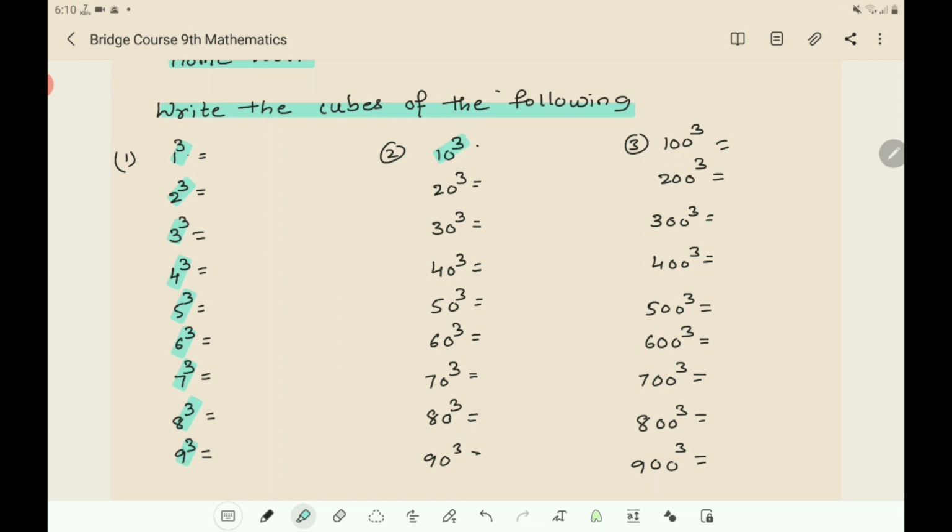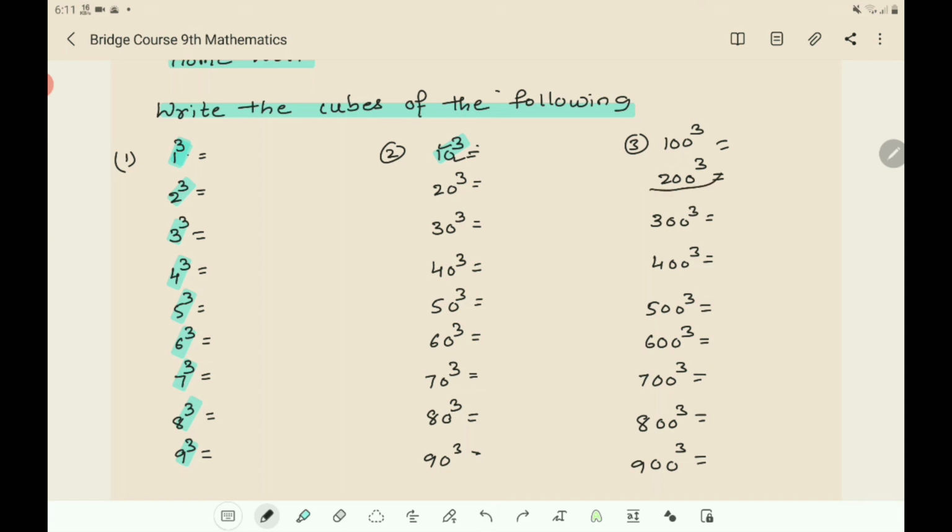Next here 10 cube. If you know 1 cube, directly you can write 10 cube. 1 0 is there. In the cube of 10, there will be 3 zeros after 1. You know the cube of 1. 1 0 0 0. Here 2 cube is 8, and 3 zeros you must write. Like this way, by knowing the cube of 2, you can write the cube of 20.